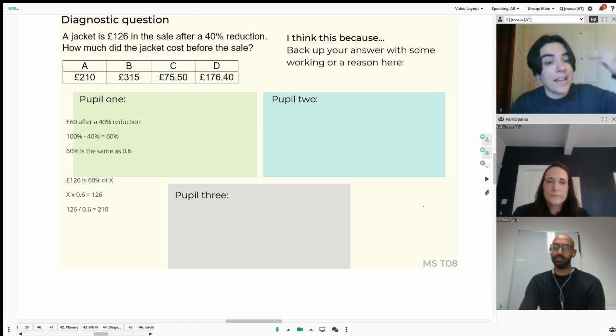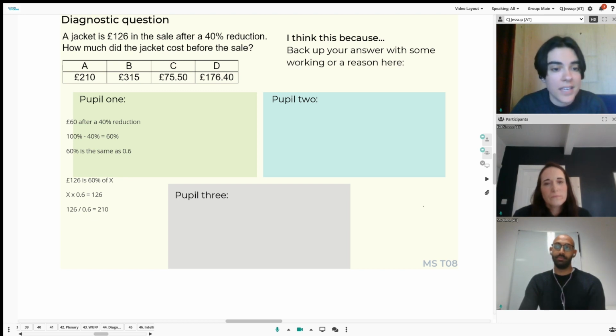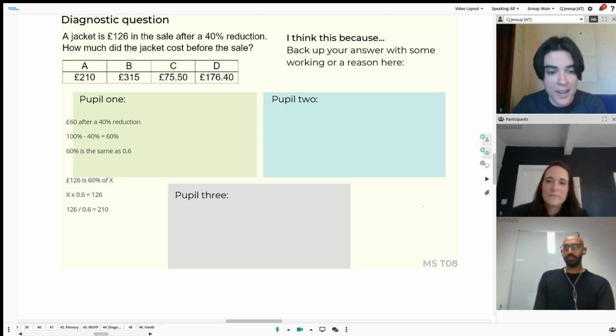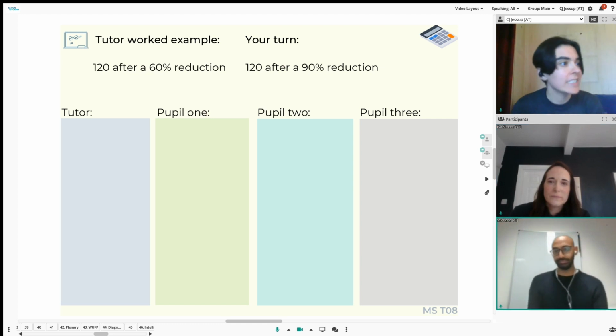So to get back up to 100%, to find out what 100% was, you have to do the calculation the other way. So you divide the new amount, 126, by 0.6. And you notice the answer is bigger. The answer is the total amount that we started with. Let's do a proper example, and we can see if we can figure this out. Well done for focusing so far.